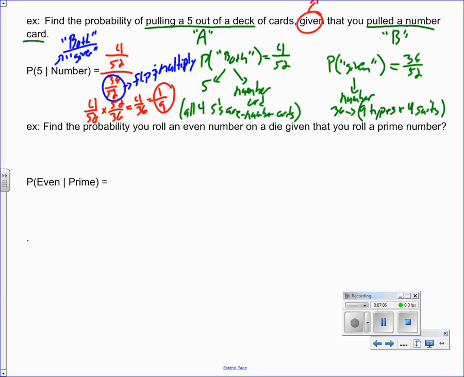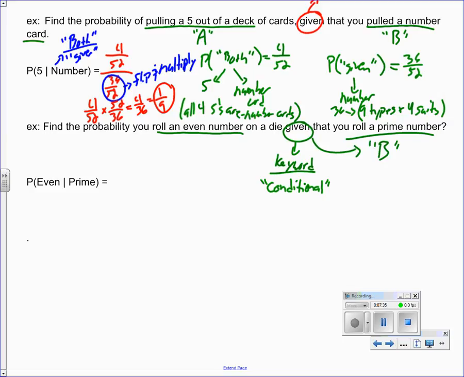So again, we'll go through the same kind of process on the next one. So this one's rolling dice. So we have the probability that you roll an even number given, again, that's our keyword, that you roll a prime number. Right, so this one, prime number, comes after the given. This is our given event B. And this is our A event, rolling an even number.